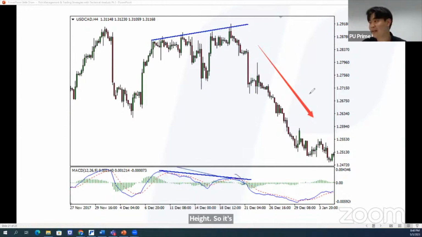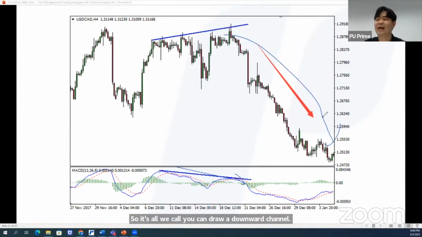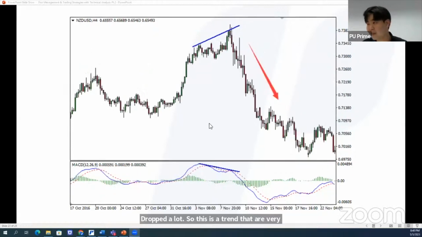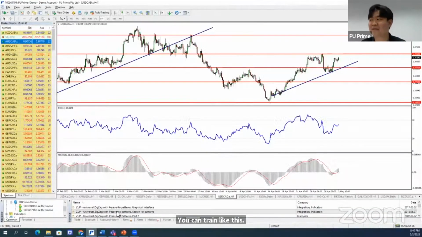So once you draw it, you can see that it dropped a lot. This is a trend that is very difficult to find. Not every trend can be traded like this. Okay, so let's find some real life examples.